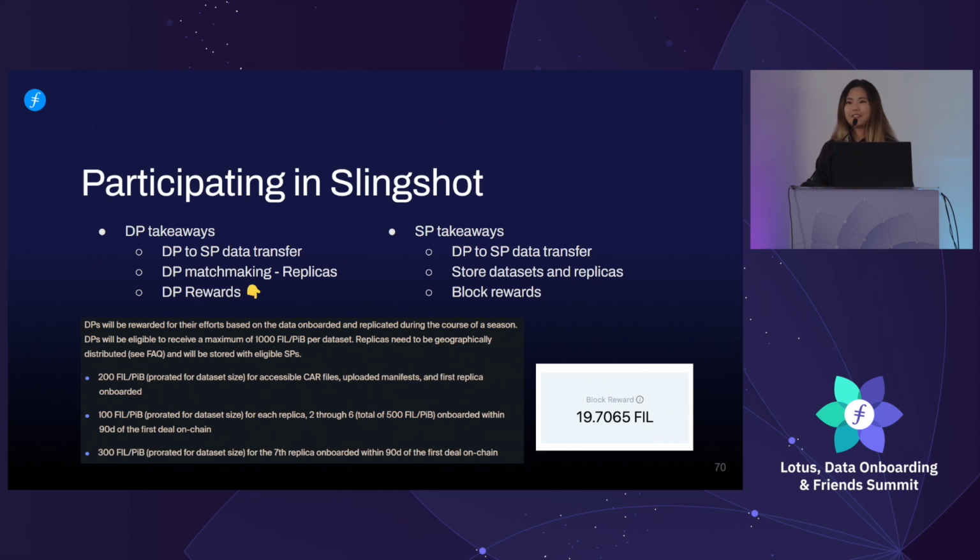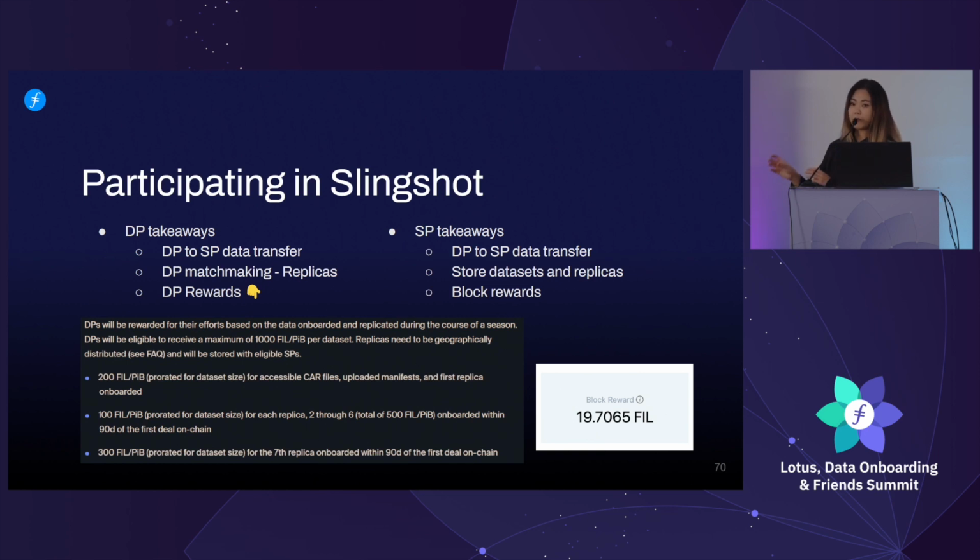So to recap, to participate in Slingshot, which is one of the programs you can participate in if you come to Moonlanding, you can be a data preparer, or DP, which means you would facilitate the DP to SP, or storage provider, data transfer after you have prepared the files. You can give a number of replicas to many different storage providers all over the world and earn DP rewards that you can see in this screenshot. You can earn up to 1,000 FIL per PiB per data set.